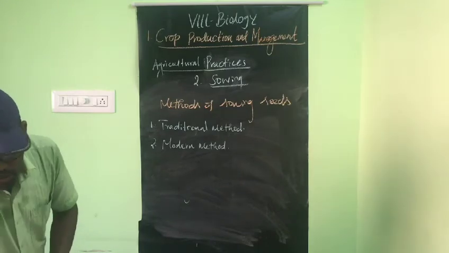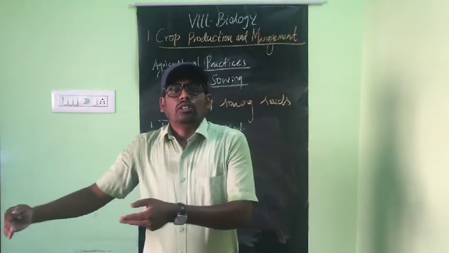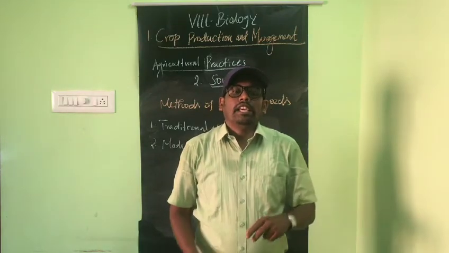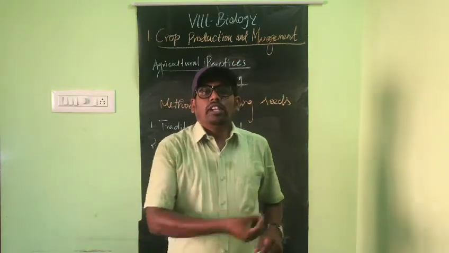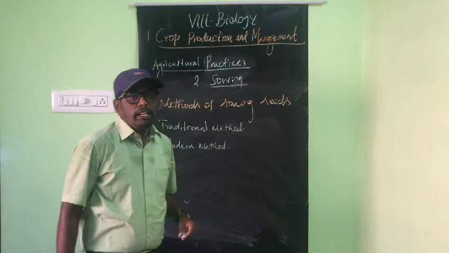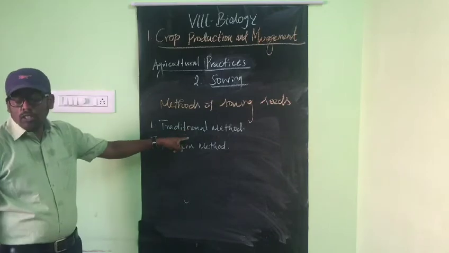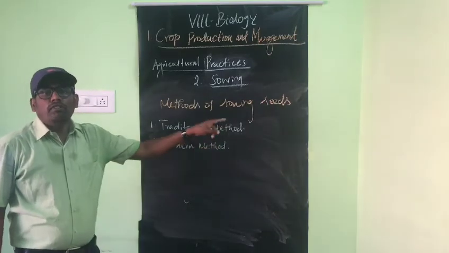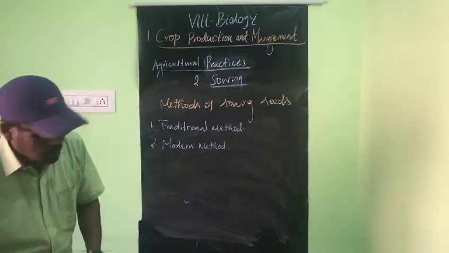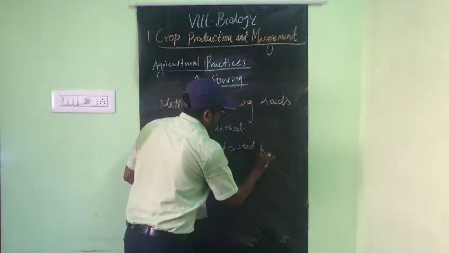Okay, so this helps to show the seeds in large areas. Later, manually, it is distributed using hands; by hand they supply or they show. Okay, this is a traditional method. They use a funnel-shaped structure for showing the seeds. And another method is there, that is the modern method, the seed drill.